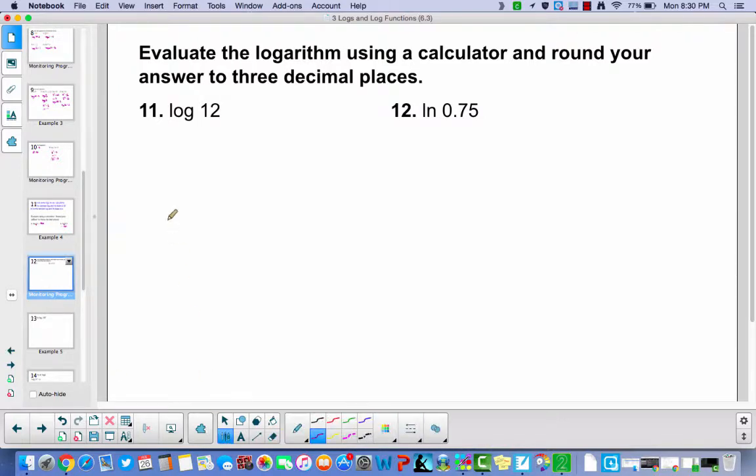Okay, so log base 10, remember, but we just say log of 12. So again, we use our calculator, log of 12 is 1.079. The natural log of 0.75. Compare that answer with your side partner. You should have gotten approximately negative 0.288.